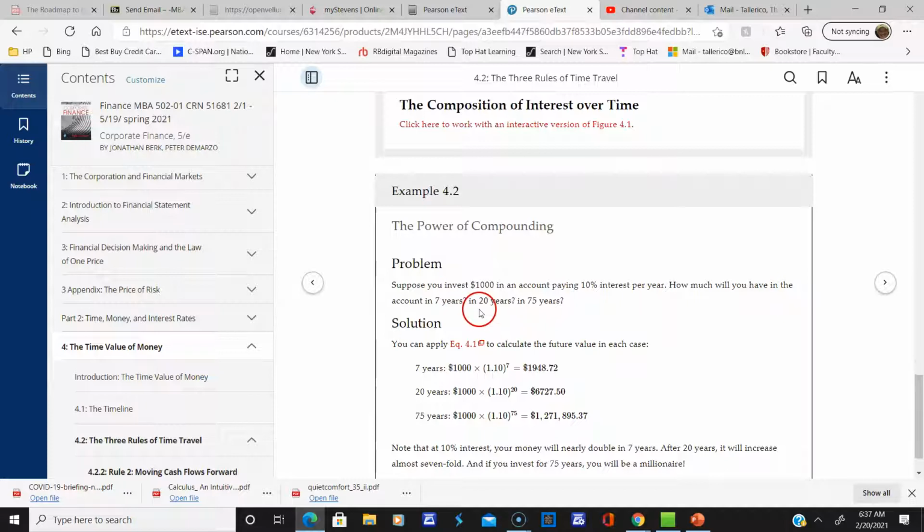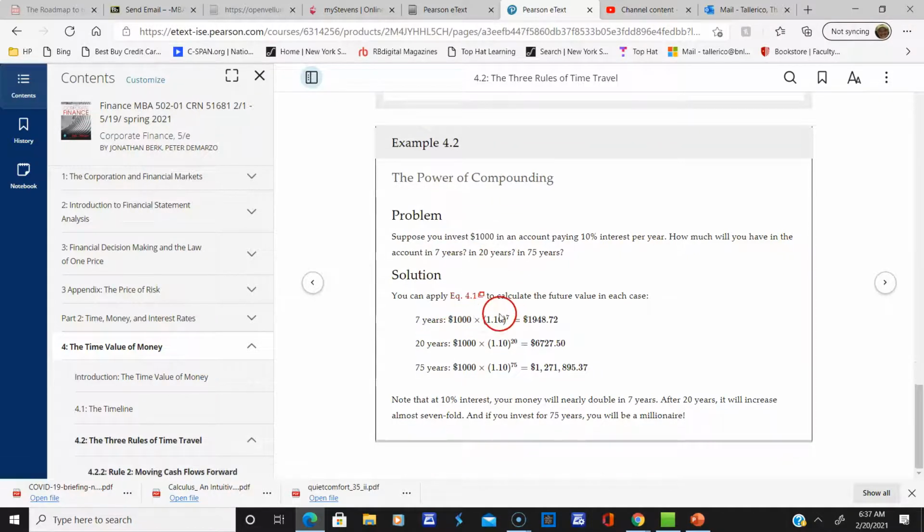So you can see this nice simple example here where they do a nice simple calculation. 7 years, you have $1,000 in an account. How much are you going to have in 7 years? And they show, here's the 7-year account. And here's the 20-year account.